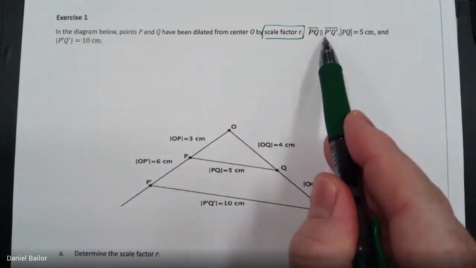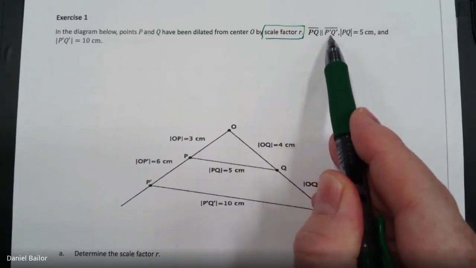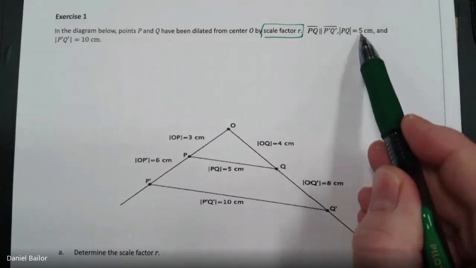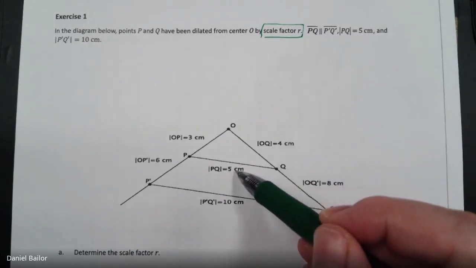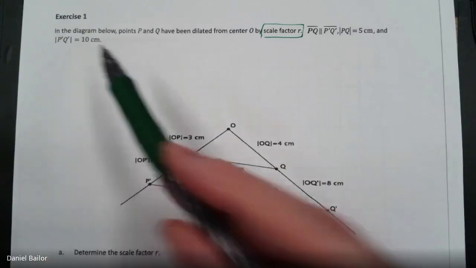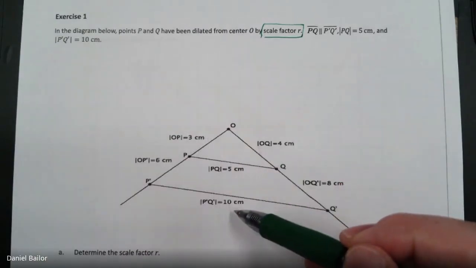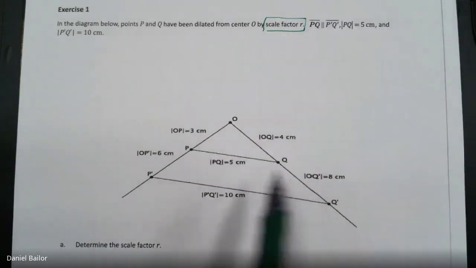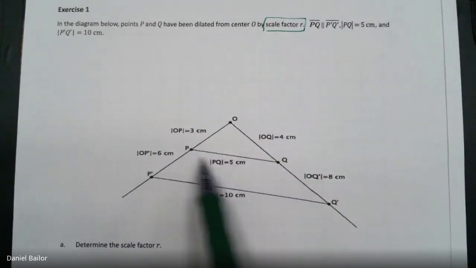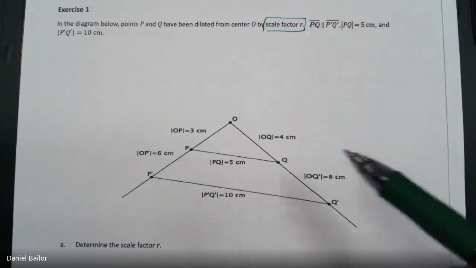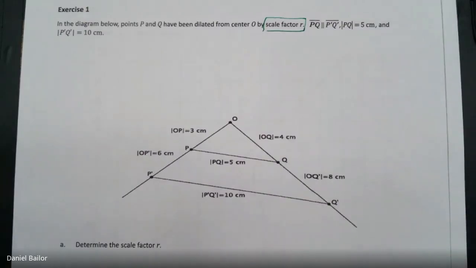PQ is parallel to P prime Q prime, so we have two parallel lines. PQ is 5, and they label it for us on the diagram. And P prime Q prime is 10, which they also labeled for us on the diagram. So they set it up, they dilated points P and Q, they connected PQ, they connected P prime Q prime, just like we did in lesson 4 yesterday. They did the same thing. And they labeled the lengths for us.